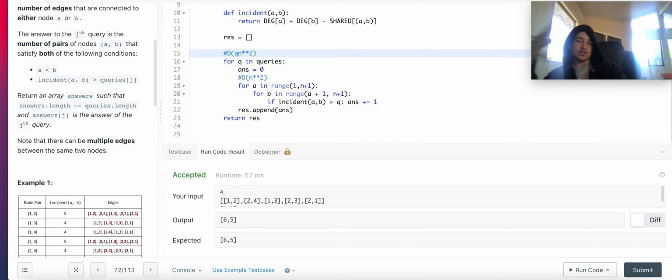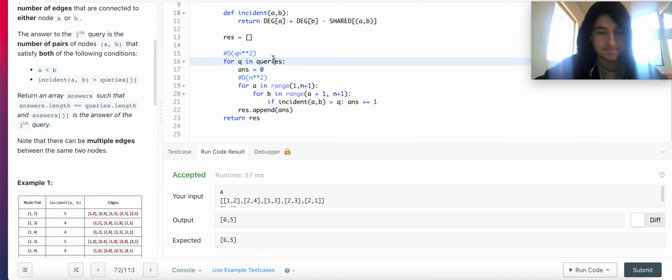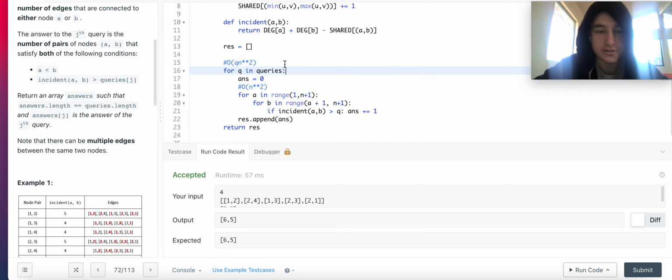So this is the most intuitive way of doing this, right? It's like, okay, if you want to know the incident for each pair of vertices, if it's greater than the query, then I'll just look at each pair of vertices and check if their incident is greater than the query, right? Good. But there's actually a much faster solution.